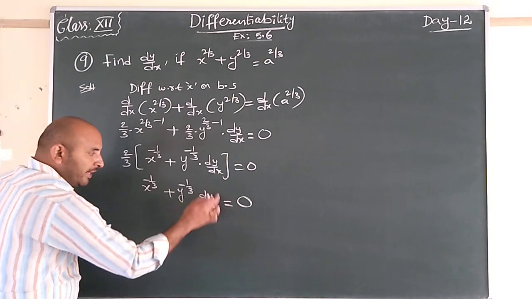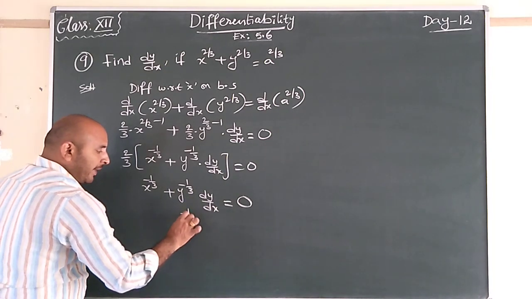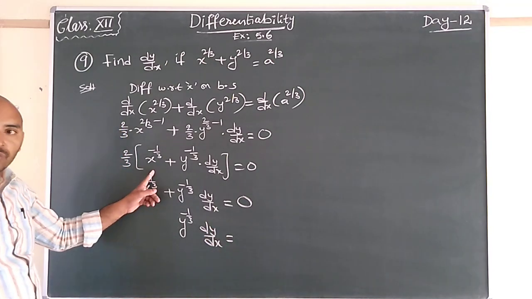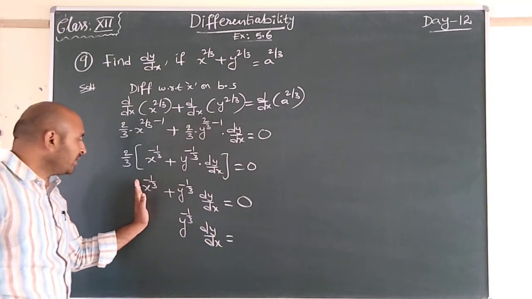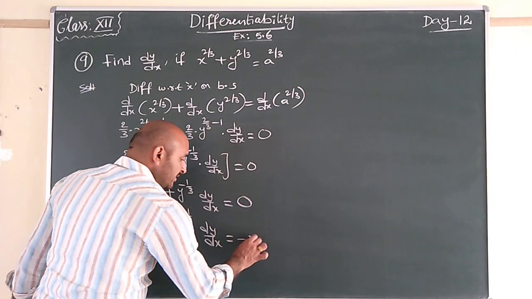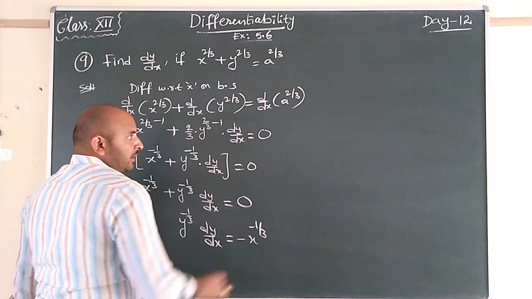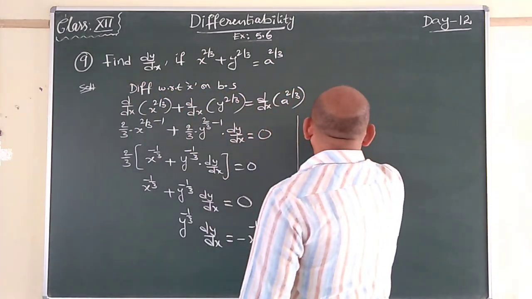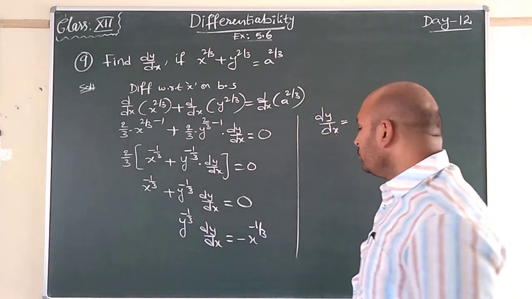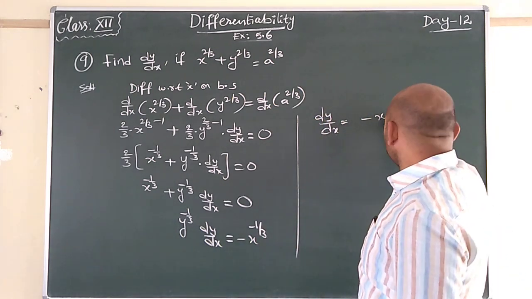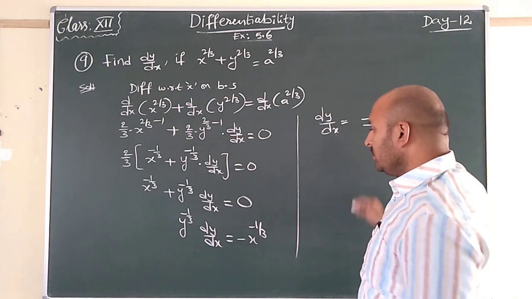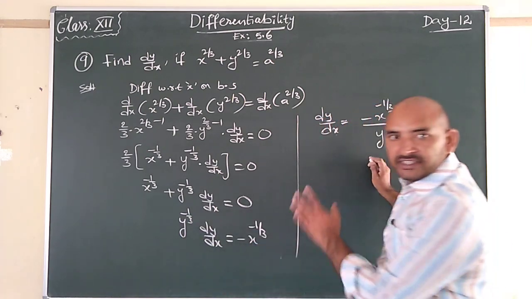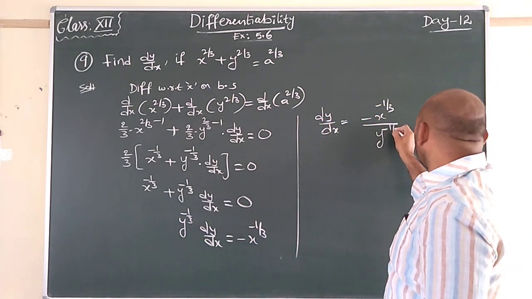Next, I want only the dy by dx part. So y power minus 1 by 3 into dy by dx is equal to this x term, which is in the form of addition, so taking it to that side it becomes minus x power minus 1 by 3. I want only the dy by dx term. So dy by dx is equal to minus x power minus 1 by 3 upon y power minus 1 divided by 3, since the multiplication term goes to the right hand side as division.